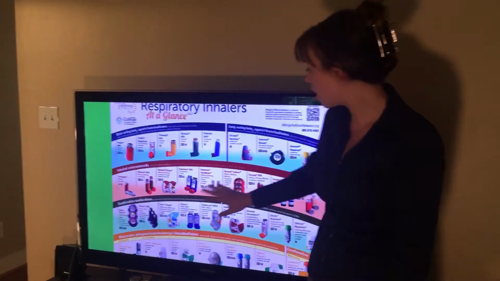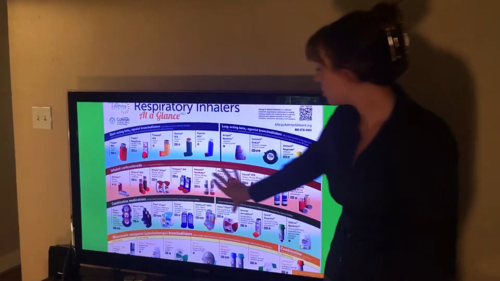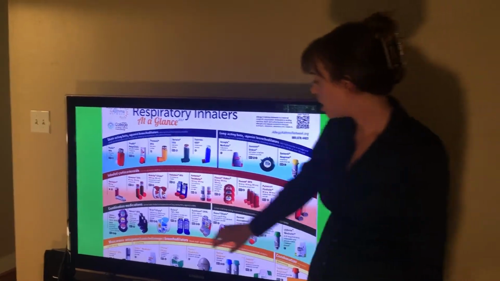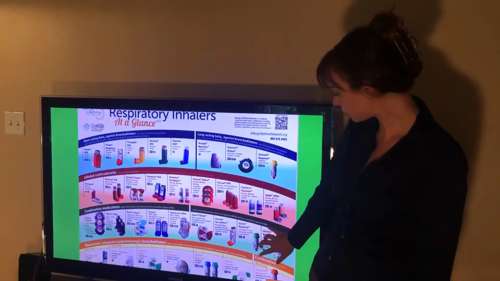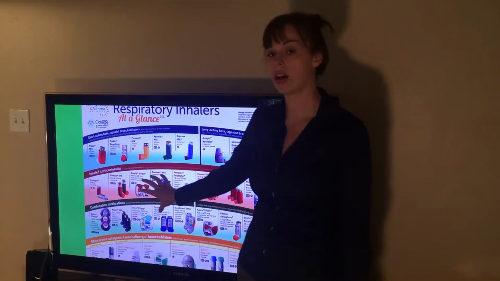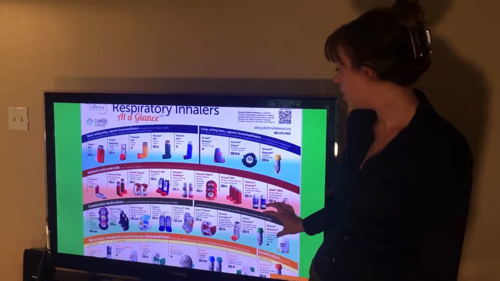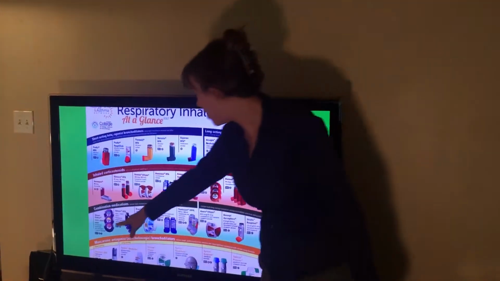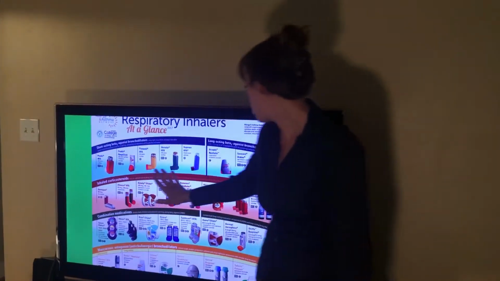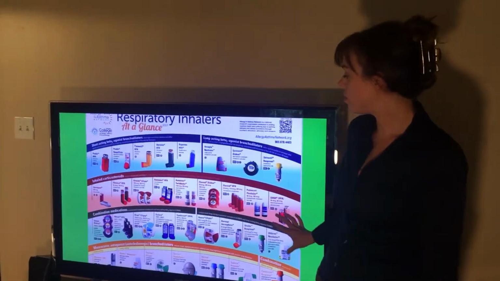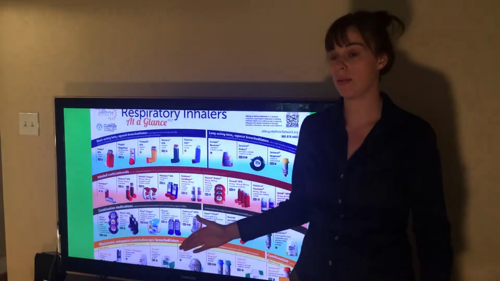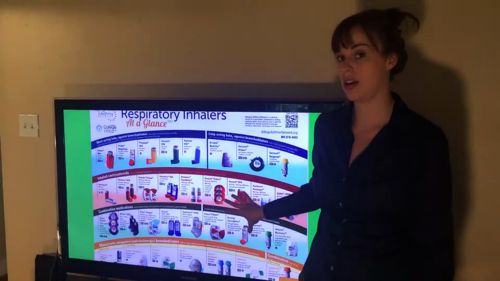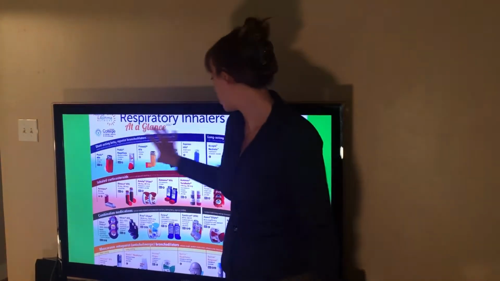These inhaled corticosteroids and combination medications, which are combined steroids with other inhaler aspects, help with the long-term treatment of your child's asthma. So things like Advair, Alvesco, and Asmanex all prevent the inflammation from a long-standing point. So these aren't going to help your child in an exacerbation. These bronchodilators up here will.